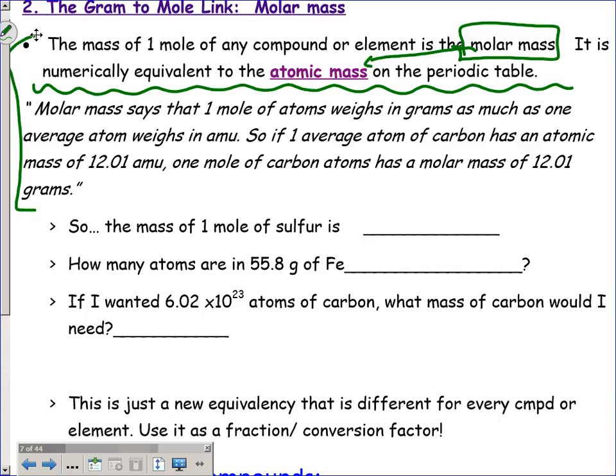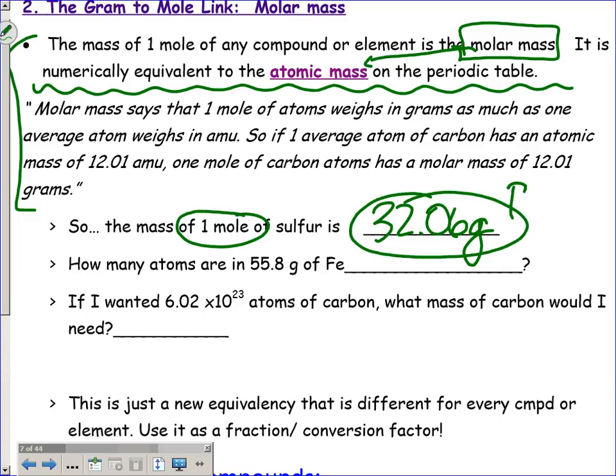And this is where I think your notes start on your paper, yes? Okay, cool. So the mass of 1 mole of sulfur is, you just told me this, 32.06 grams. So 1 mole of sulfur is equal to 32.06 grams, and that's straight from the periodic table.